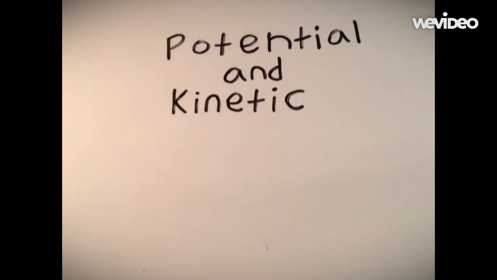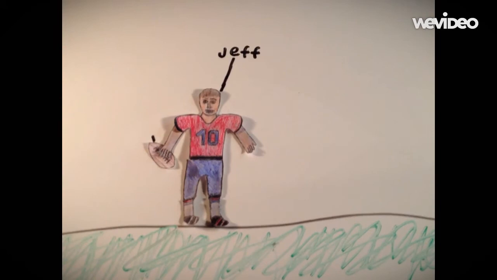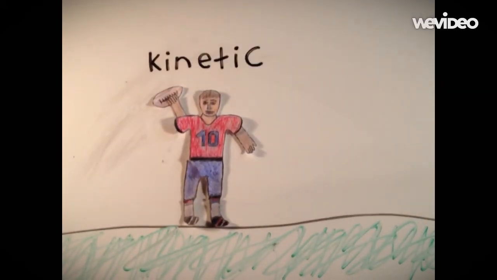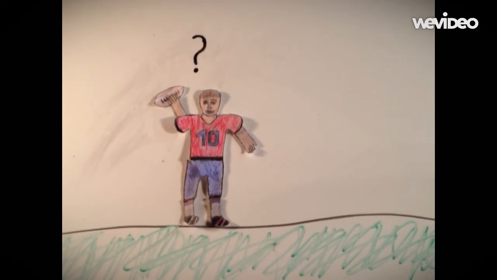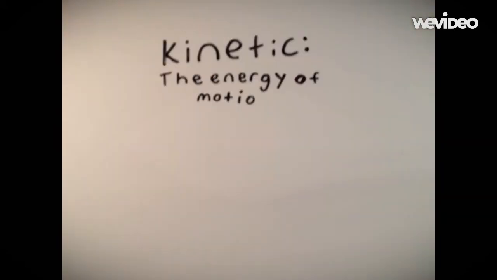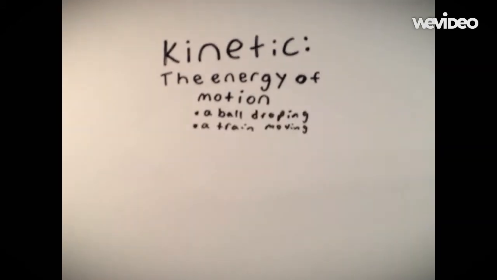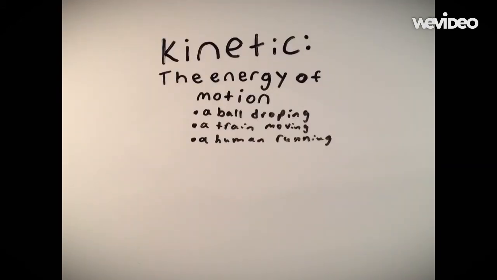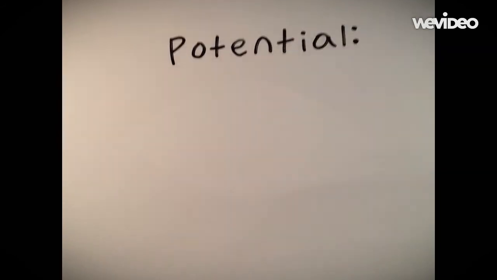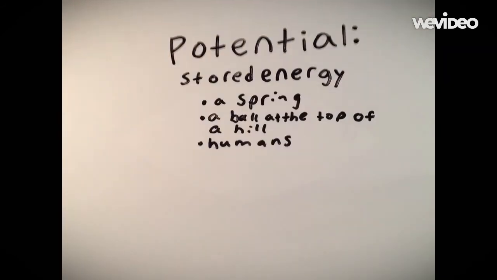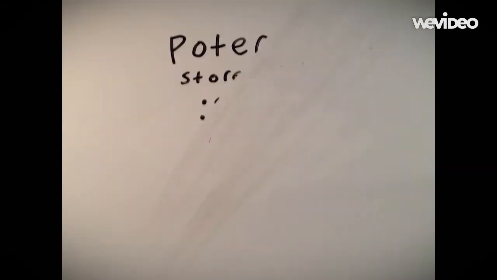Now let's talk about potential and kinetic energy. Jeff and the ball both have potential energy. When he throws the ball, this energy becomes kinetic. But what exactly is potential and kinetic energy? Well, kinetic energy is defined as the energy of motion: a ball dropping, a train moving, and a human running. Potential energy is defined as stored energy: a spring, a ball at the top of a hill, and humans.